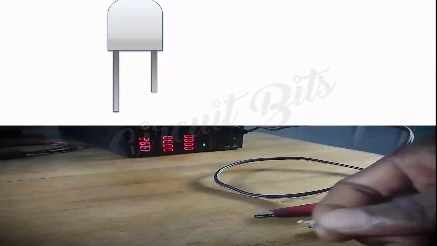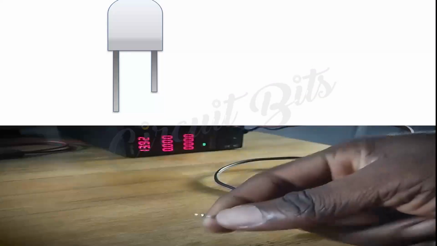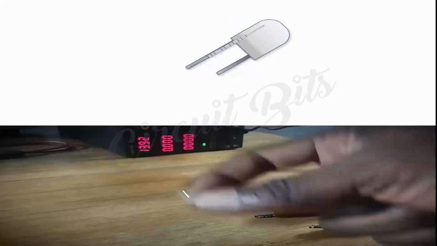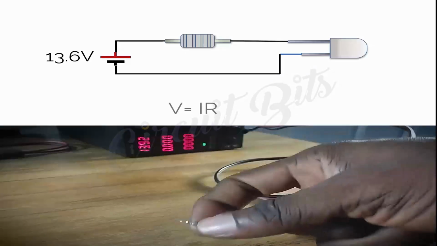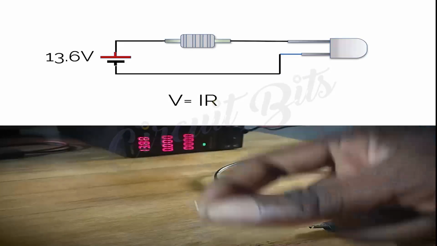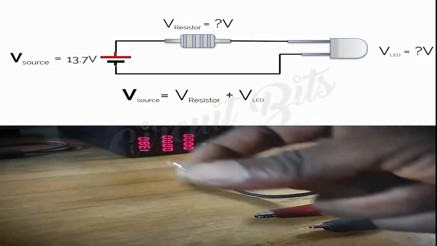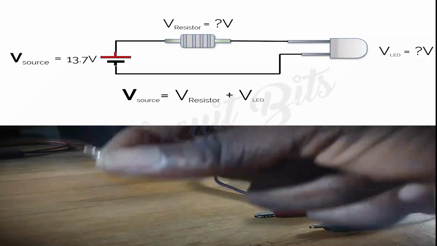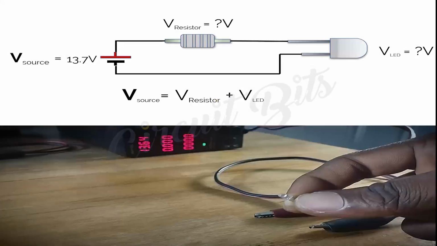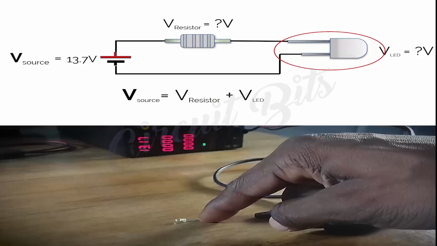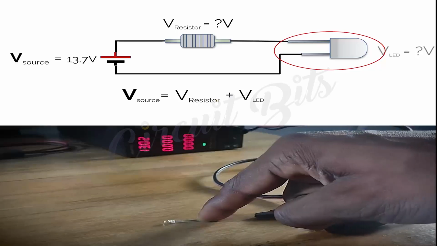So for us to be able to limit the amount of current this LED needs, we would have to put a resistor in series with this LED, and we'll be applying Ohm's law, which is V equals IR. We know in series voltage divides across the loads, so we're expecting the voltage to divide across the resistor and across this LED. Now this is a 3 volt LED. We're expecting to have 3 volts across its ends.